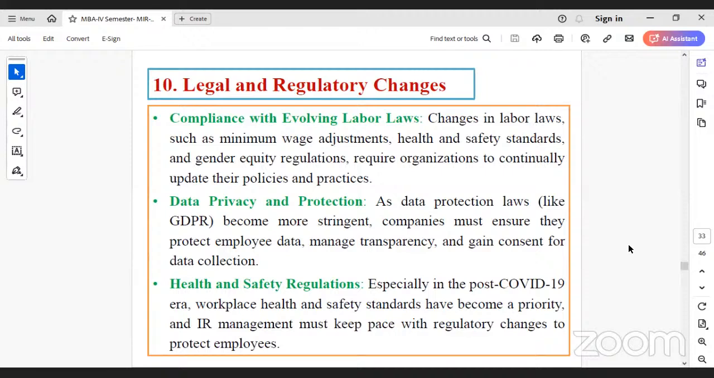And health and safety regulations, especially in the post COVID-19 era, workplace health and safety standards have become a priority, and IR management must keep pace with the regulatory changes to protect employees. So employees are going to be protected by the organizations. They have to get those benefits or welfare activities or support from the government or the companies.